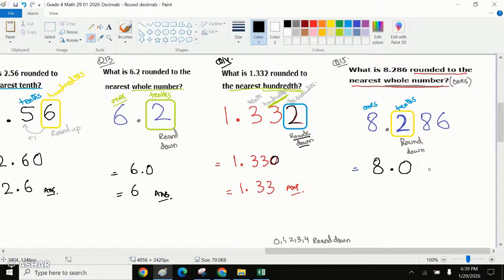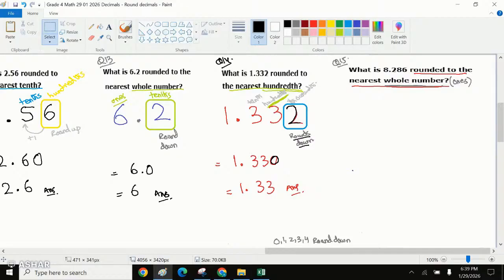Do we agree? You want me to do it again? Okay, let's do it again. I'll cancel this. It's written as 8.286. They're asking us to round off to the whole number. Whole number is always the position of ones. Welcome. This is ones, right? So in order to round off the ones, we look at the next number, that is tens. Agreed? We are discussing, right?